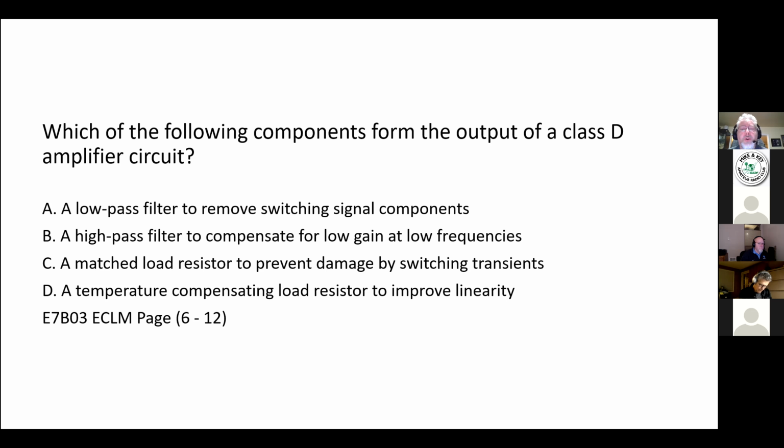Which of the following components form the output of a Class D amplifier circuit? A, a low-pass filter to remove switching signal components. B, a high-pass filter to compensate for low gain at low frequencies. C, a matched load resistor to prevent damage by switching transients. Or D, a temperature compensated resistor to improve linearity? Alpha is correct.